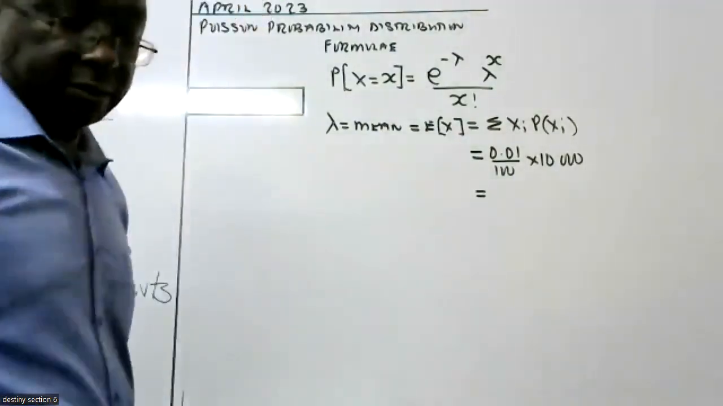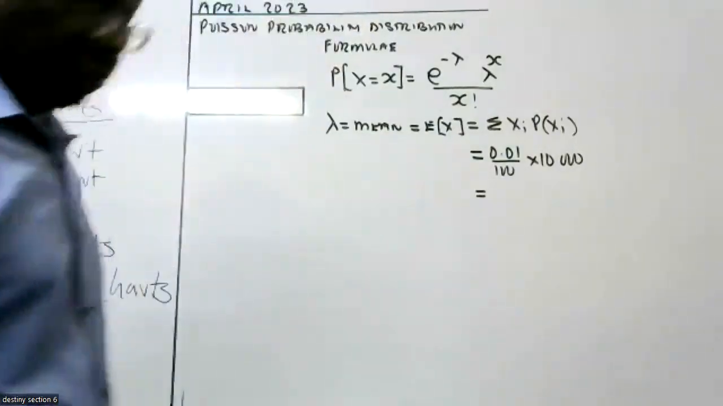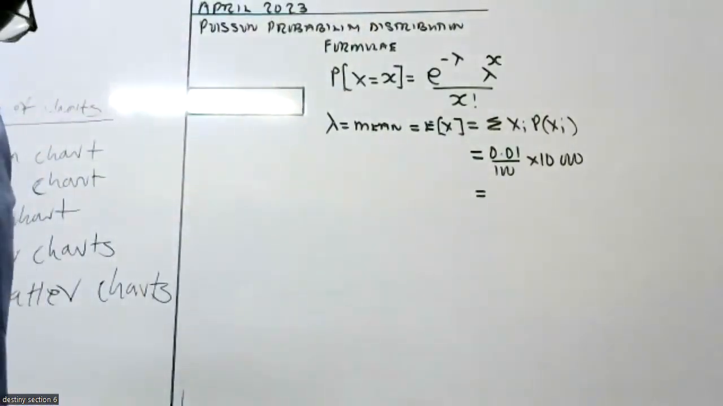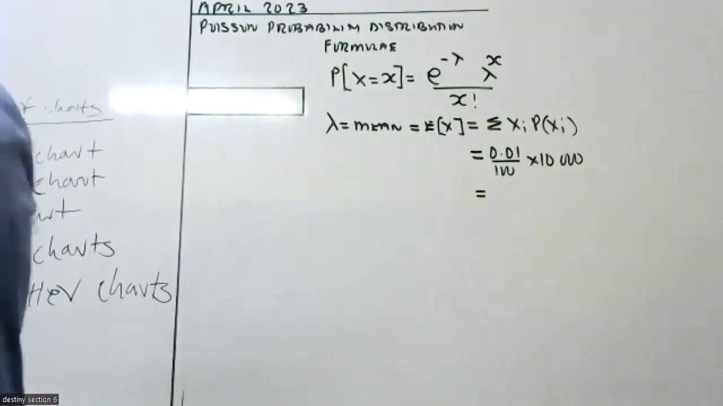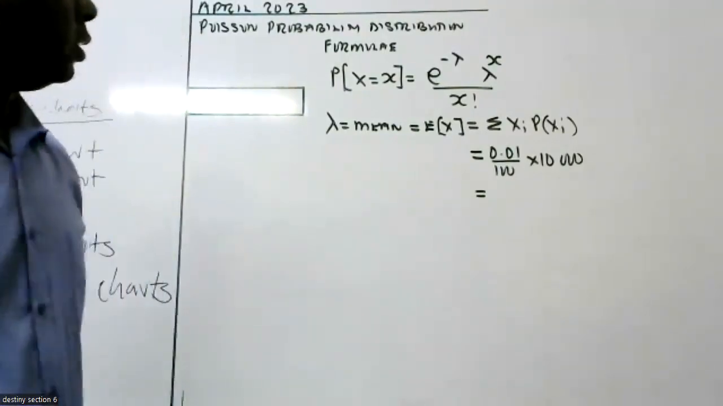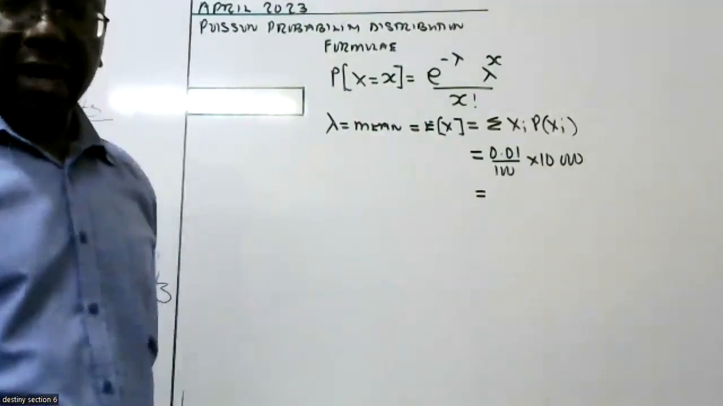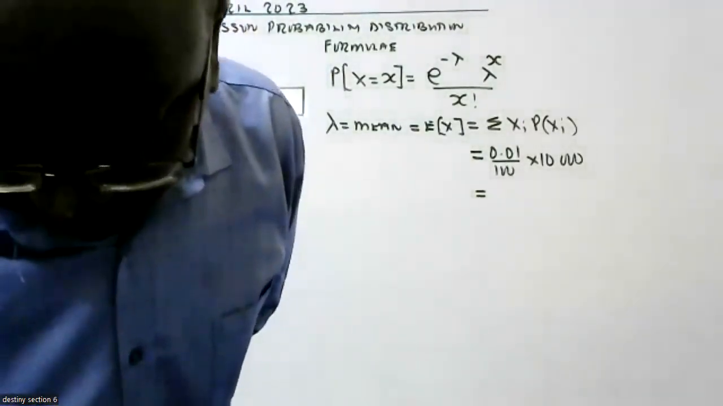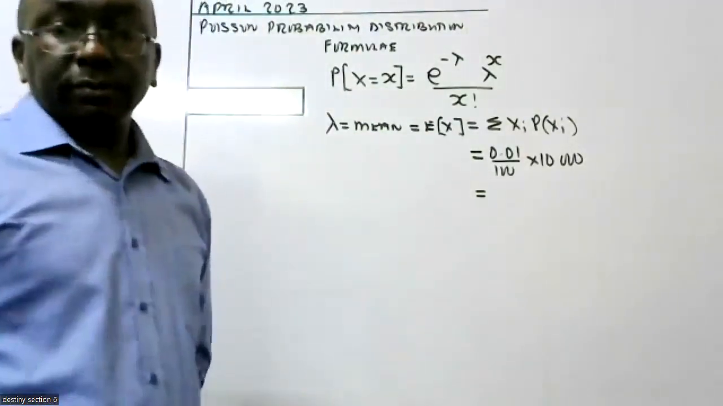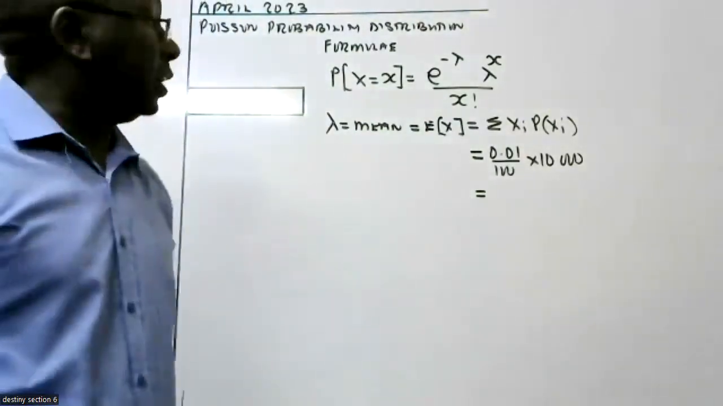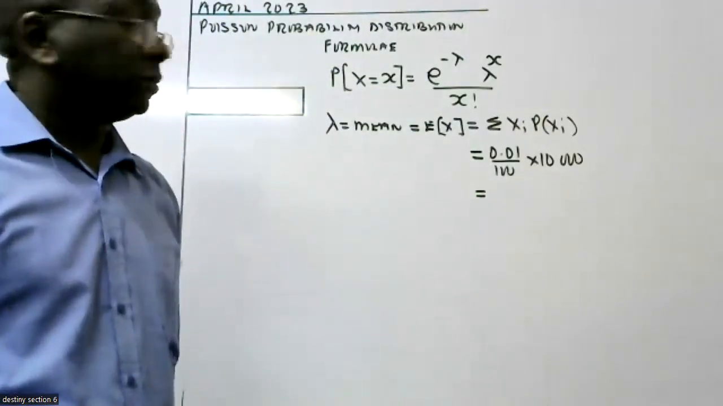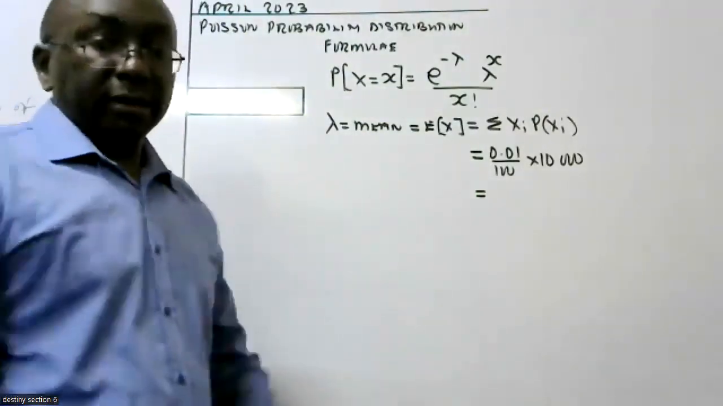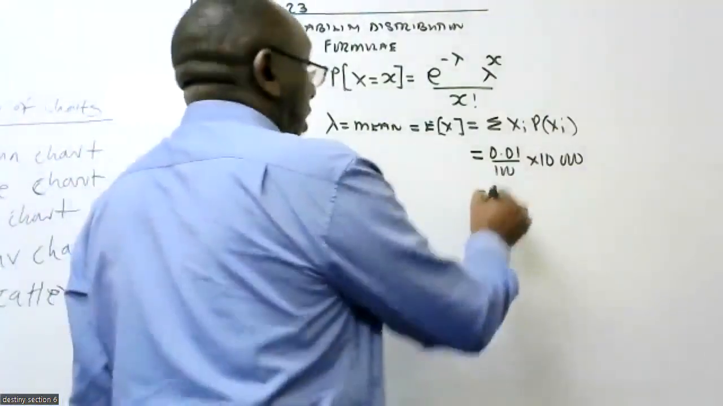Okay, 0.1. Zero point zero one out of 100 times 10,000. George is saying 0.1. Someone else? Or 1. Good. So that is 1.